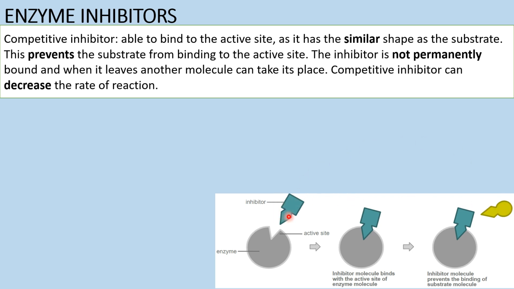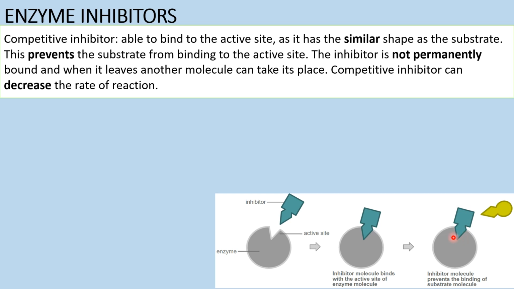So the inhibitor has a similar shape to the substrate. Therefore, this inhibitor can bind to this active site, and it's going to form an inhibitor enzyme complex. So competitive inhibitors are able to bind to the active site as they have a similar shape to the substrate. Now when it binds to it, it forms a complex, and this prevents the substrate from binding. So therefore, you are going to have less substrate fitting in, forming fewer enzyme substrate complexes.